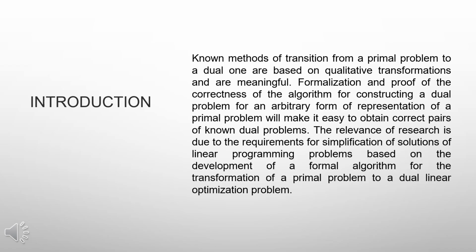Introduction. Known methods of transition from a primal problem to a dual one are based on qualitative transformations and are meaningful. Formalization and proof of the correctness of the algorithm for constructing a dual problem for an arbitrary form of representation of a primal problem will make it easy to obtain correct pairs of known dual problems. The relevance of research is due to the requirements for simplification of solutions of linear programming problems based on the development of a formal algorithm for the transformation of a primal problem to a dual linear optimization problem.